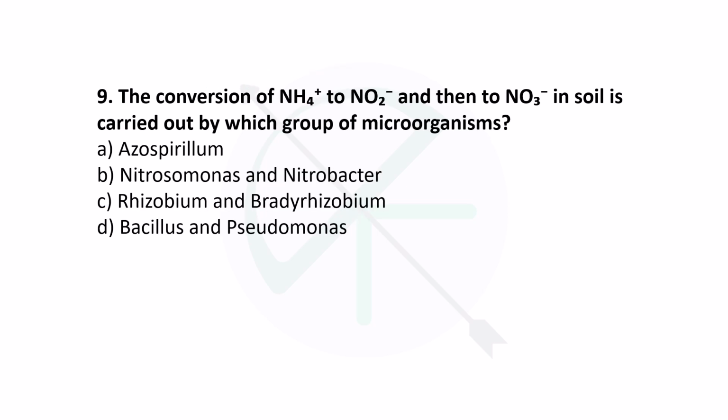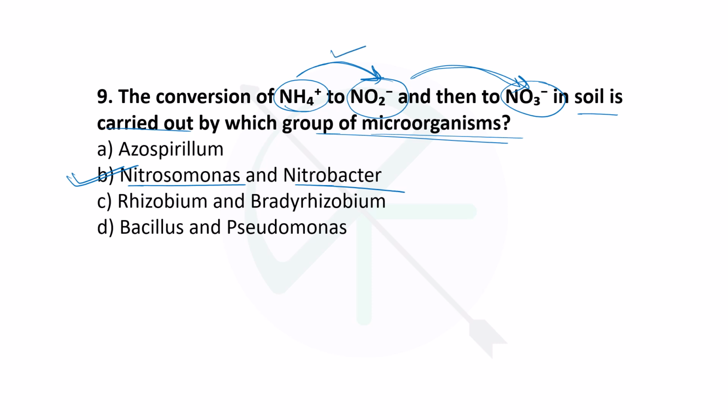Next is, the conversion of ammonium ion to nitrite and then to nitrate in soil is carried out by which group of microorganisms? The first group of microorganisms is involved in converting ammonium to nitrite, and the second group is involved in converting nitrite to nitrate. So the right answer is option B, Nitrosomonas and Nitrobacter. Nitrosomonas converts ammonium to nitrite, and Nitrobacter processes nitrite to nitrate. So option B is the right answer.